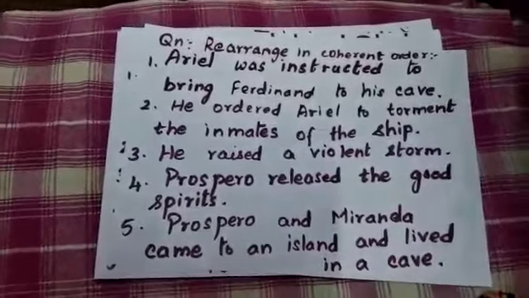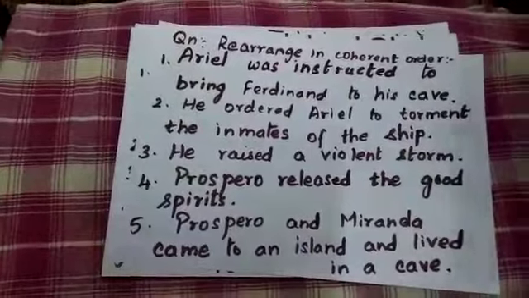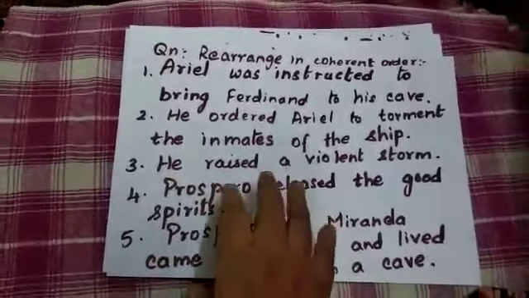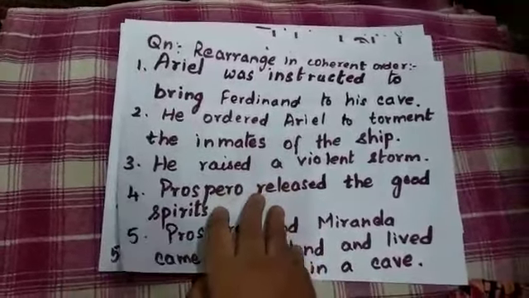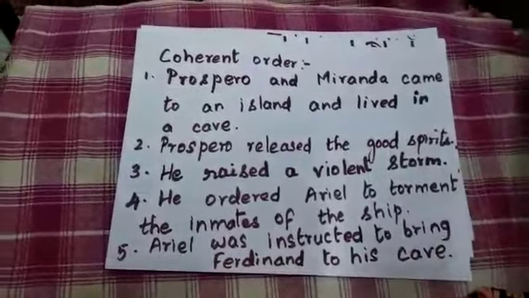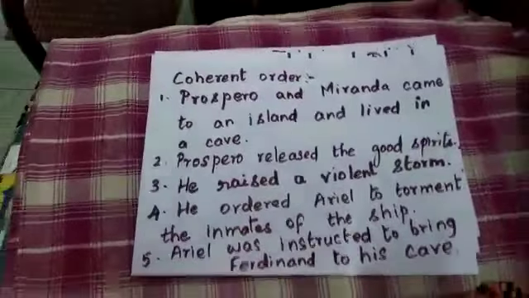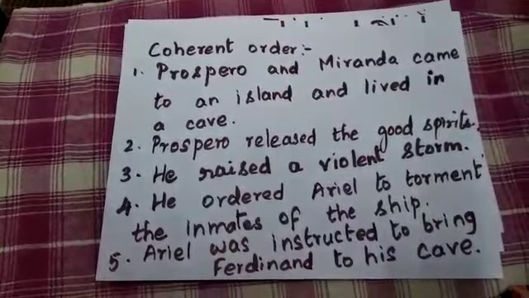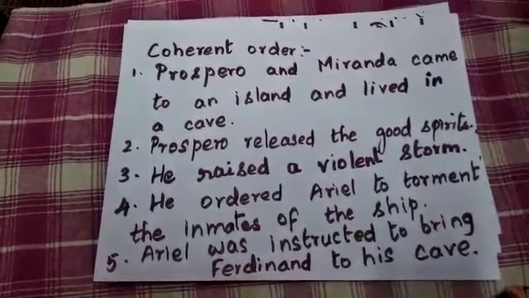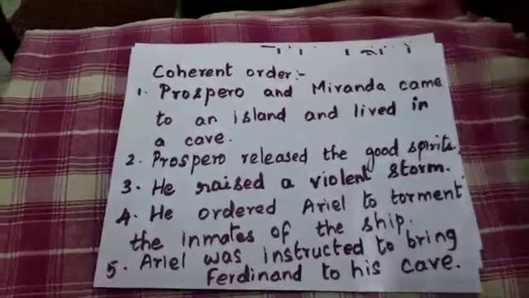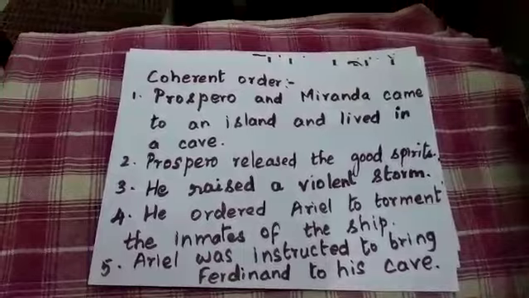Now these sentences are not related. They have to be arranged in a proper order to make sense. These five sentences I have taken from the lesson The Tempest. Now how to arrange them in a proper order? You should be able to logically connect them. Prospero and Miranda came to an island and lived in a cave. This happens first. After coming and living on the island, Prospero released the good spirits. He raised a violent storm. He ordered Ariel to torment the inmates of the ship. Ariel was instructed to bring Ferdinand to his cave.